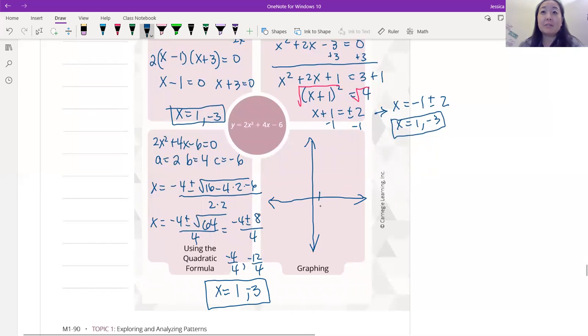So here's 1, and here's 1, 2, 3. There's negative 3 right here. So there's the roots. What's the y-intercept? Remember, the y-intercept is this part right here in the standard form. That's the y-intercept. Super easy. So y-intercept is negative 6. So we're going to go 1, 2, 4, 5, 6, about equivalent intervals-ish.